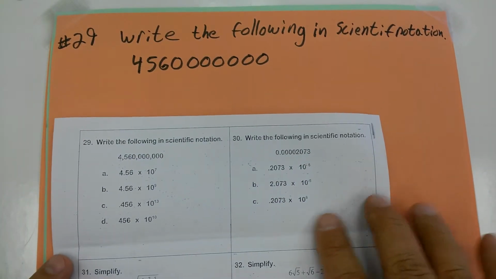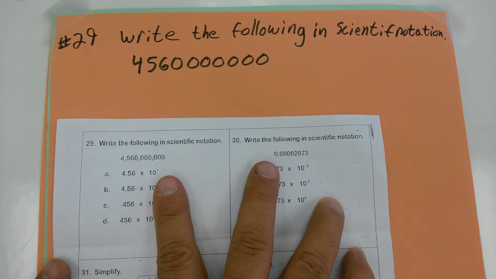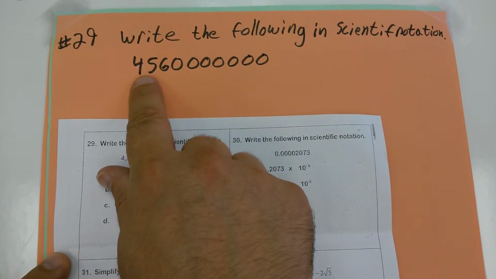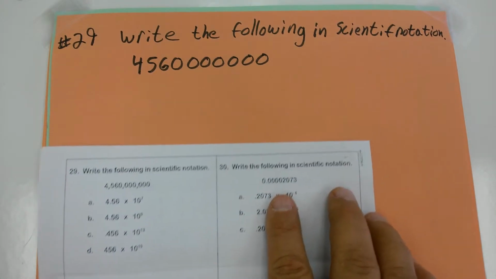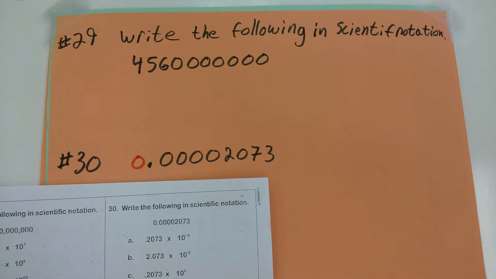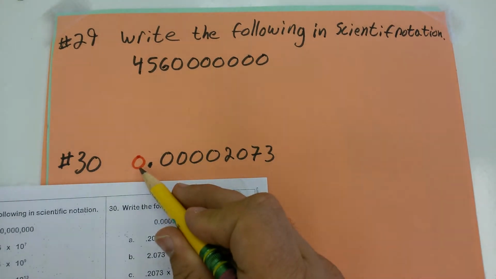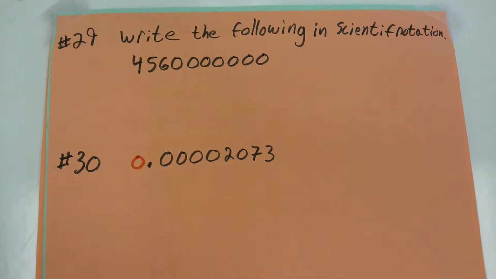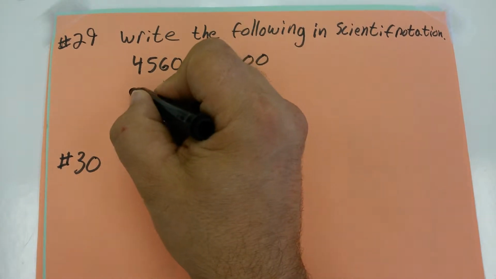Number 29 and number 30 from the PERT practice test are both scientific notation problems. Notice I left out the parentheses or the commas from this problem. And for number 30, that leading zero, which is kind of confusing to some students, I wrote as a red zero.